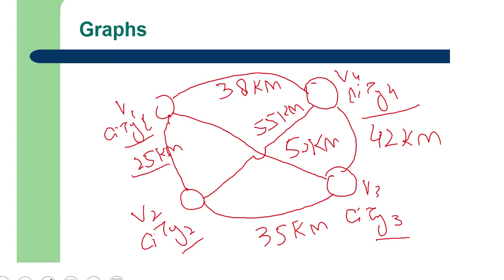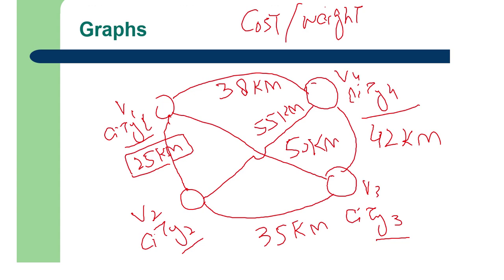Cost is actually the distance. So the distance between city 1 and city 2 is 25 kilometers. So this is called the cost or weight of the edge. In this case, we have represented different cities, the roads are represented using edges, and there is a cost associated with each edge. For example, the cost of the edge between vertex V1 and vertex V2 is 25. The cost between vertex V2 and vertex V3 in the form of distance is 35 kilometers.